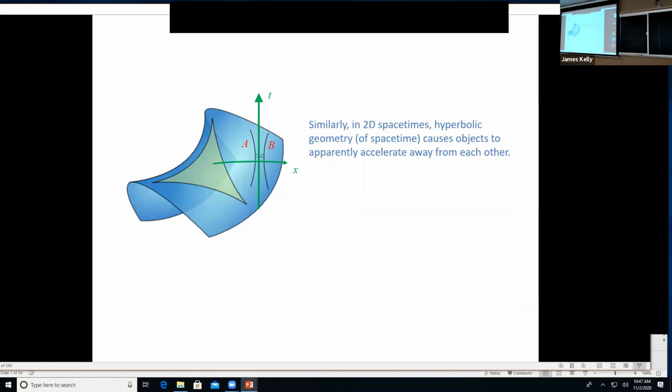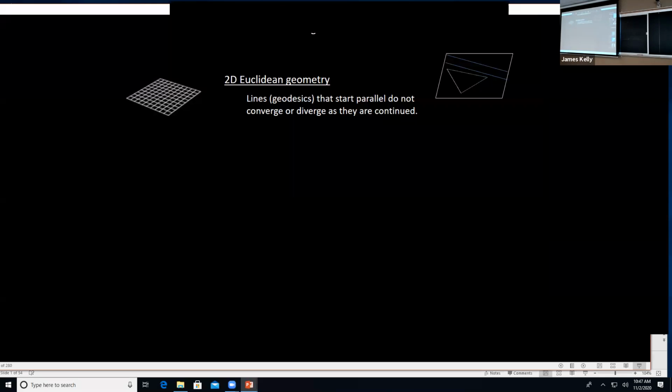In other words, if they stretch a string between themselves, they're going to see the amount of string required is greater and greater as time goes on. So in a hyperbolic geometry, at least in 2 dimensions like this, it would cause objects to apparently accelerate away from each other. Now that doesn't sound like gravity, but we'll see that this happens actually naturally in gravity if we get there today.